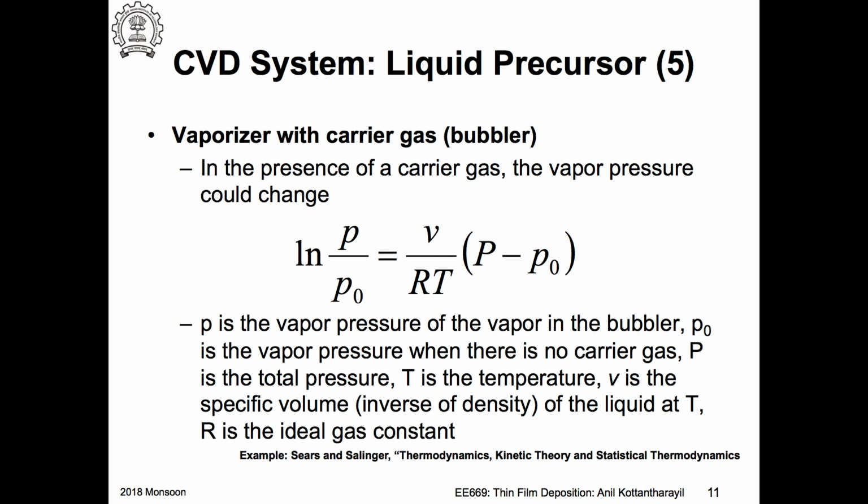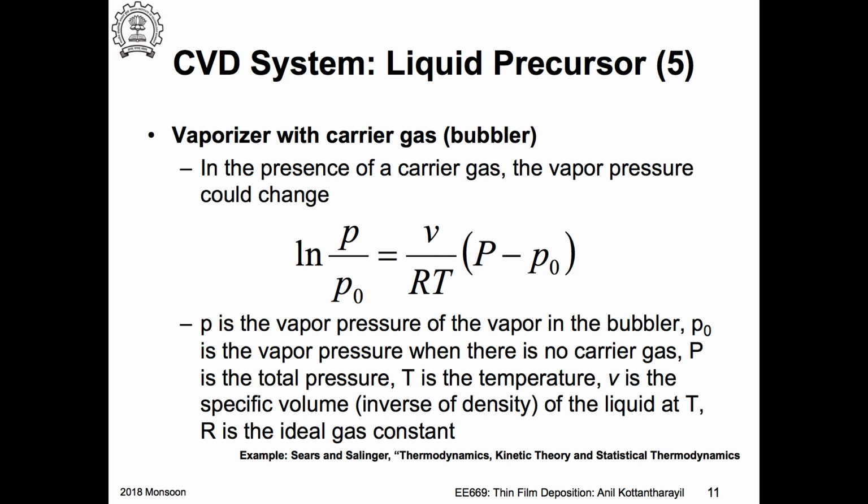It will come to some equilibrium value, because what is happening there? Some vaporization would happen, but also at equilibrium there will be condensation. As a consequence, after some point you will come to a steady state, where the vaporization rate and the condensation rate equalize, and you would have a vapor at a certain pressure. So that is the P0 that we are talking about. There is no carrier gas, and that's something that we can find from the vapor pressure versus temperature graph.